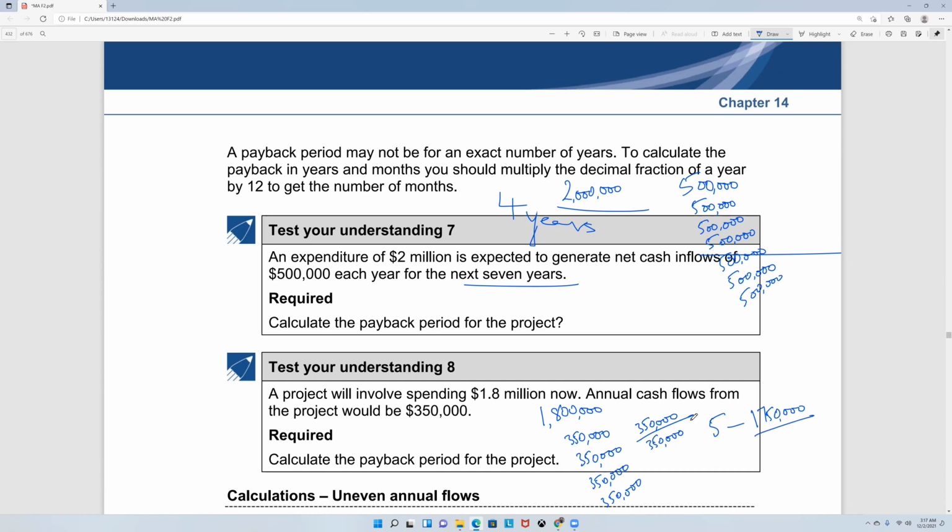How much do I need more to make 1.8 million? 50,000 more. Next year cash flow is how much? 350,000. Out of this 350,000, I need 50,000. So 50,000 divided by 350,000, how much is it? Calculate and tell me. 0.142.